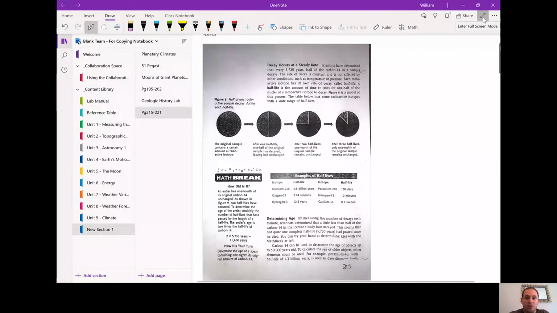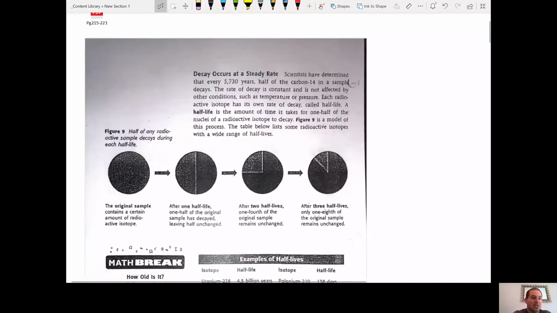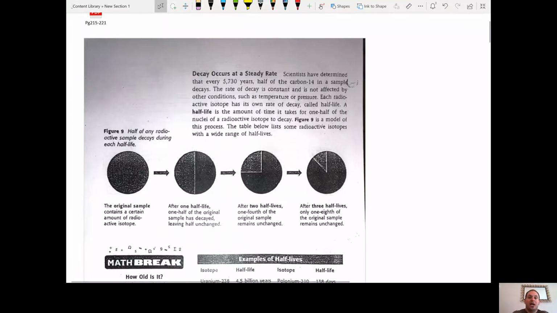Today we're going to go over page 215 and 216 in your note packets. We're going to talk about half-lives and how to go through the half-lives if they changed the units on us. Okay, so first on page 215 here, they're talking about the decay rate of carbon-14.